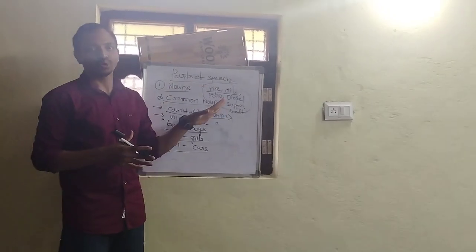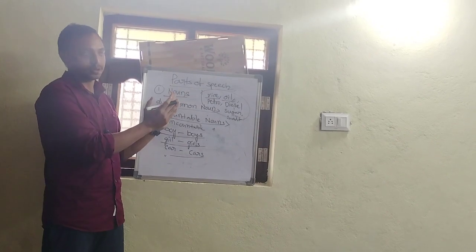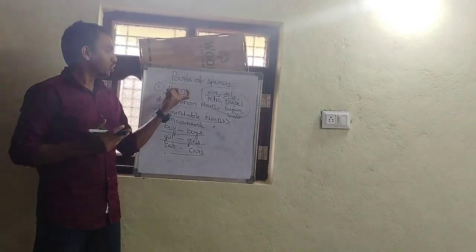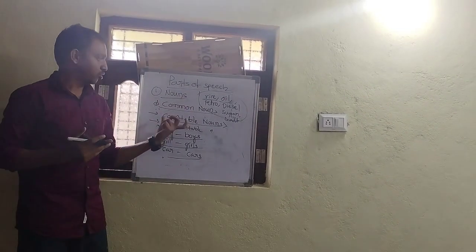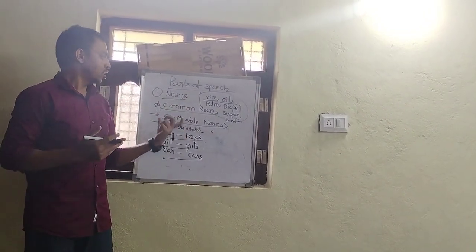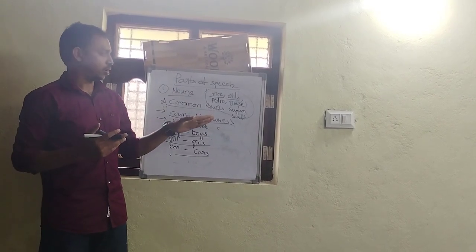So today we have discussed the eight parts of speech. And also we have discussed nouns. In nouns, we have two types, common noun and proper noun. In the common noun, we have two separations, countable noun and uncountable noun.